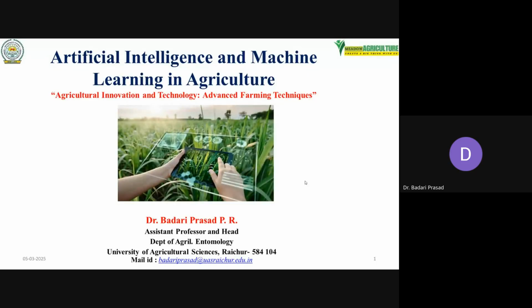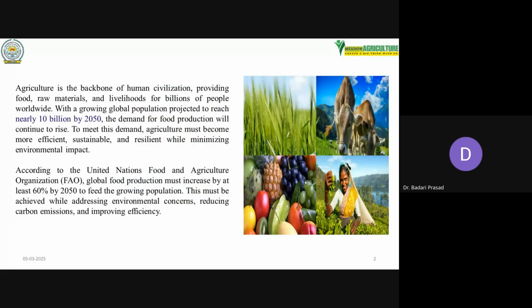Topic is artificial intelligence and machine learning in agriculture as well as apiculture. So we all know agriculture is the backbone of our civilization since the dawn of agriculture. And with the growing global population, it's projected to reach nearly about 10 billion by the year 2050.